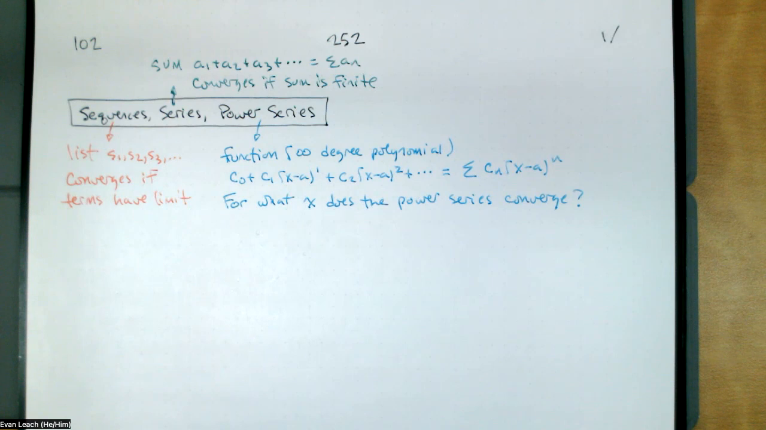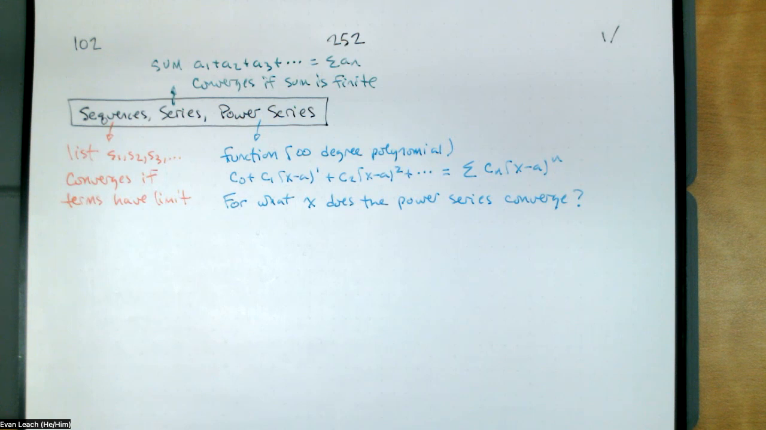Recall that our plan this week is to talk about sequences, series, and power series. We have some short definitions of what a sequence, a series, and a power series is. A sequence is a list. A series is a sum. And a power series is a function in the form of a polynomial, but with infinite degree. That's the weird part.